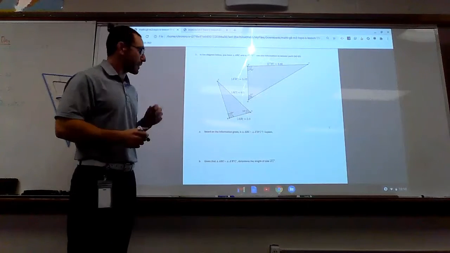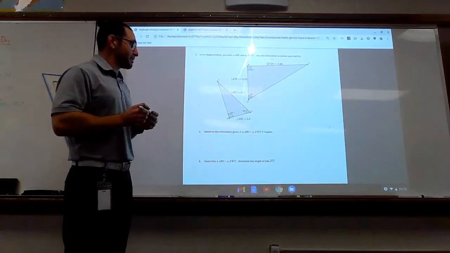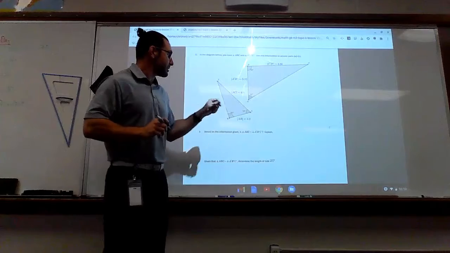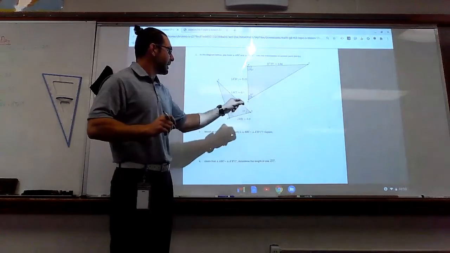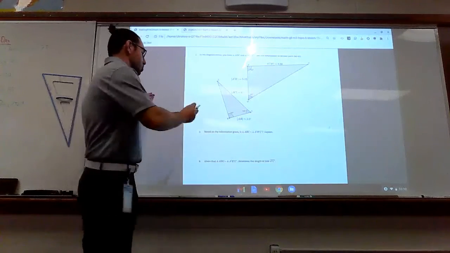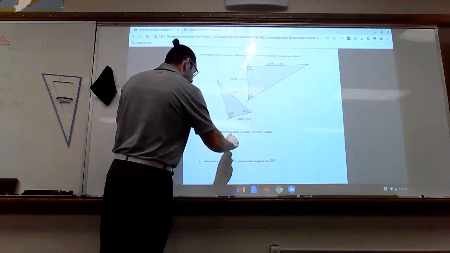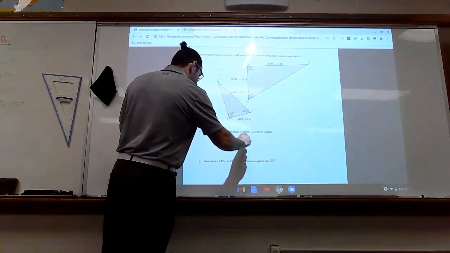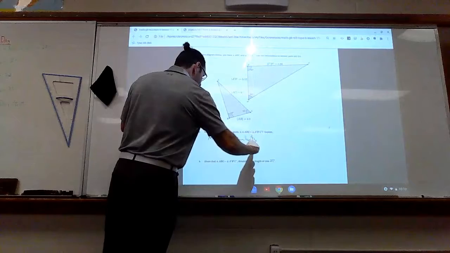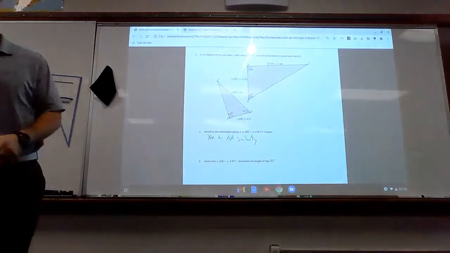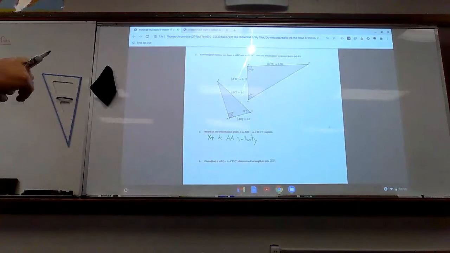Let's just go here. Based on the information, is this similar? Why or why not? B is 92, B prime's 92. A is 59, A prime's 59. Yep. Because of angle similarity. Is that important? Yes. That's one of the most important things about similarity, is angle similarity.